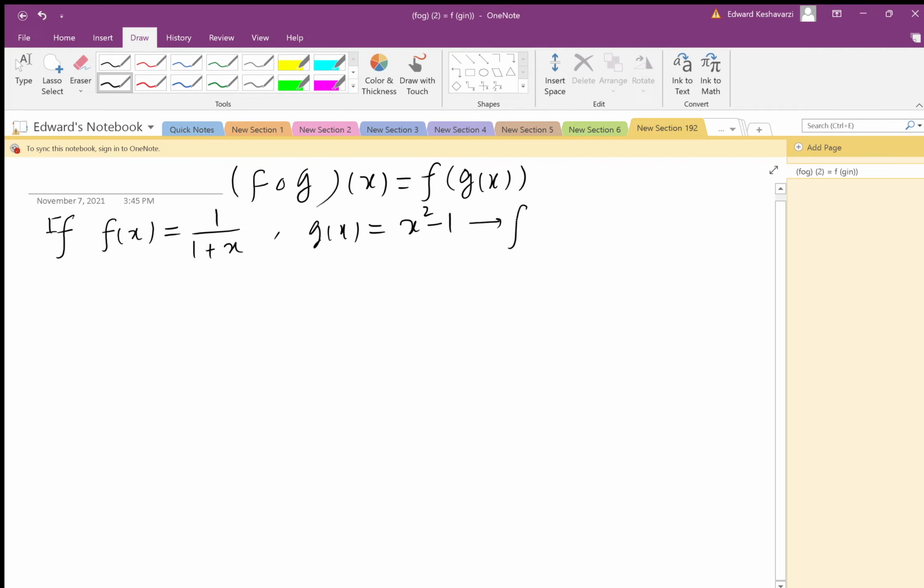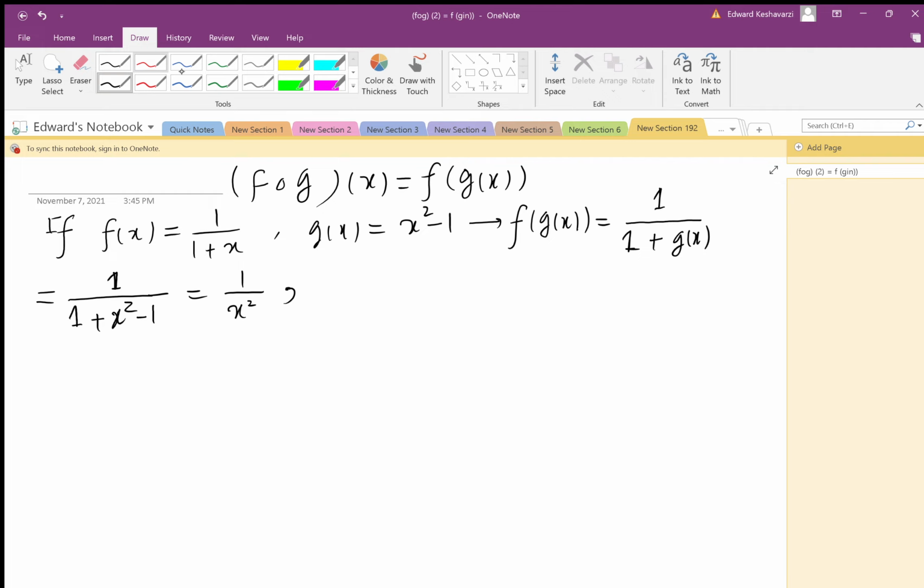then f of g of x is equal to 1 over 1 plus g of x, because we replaced x of f of x with g of x. Since g of x is x squared minus 1, the final answer would be 1 over x squared.